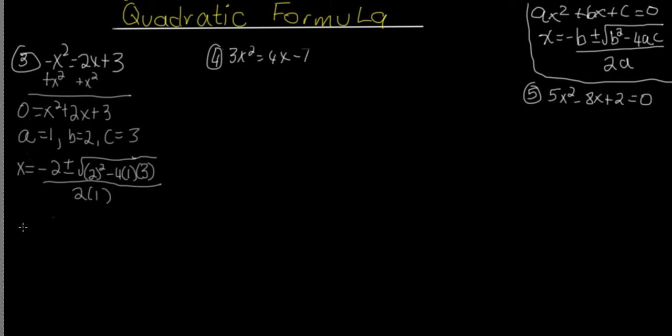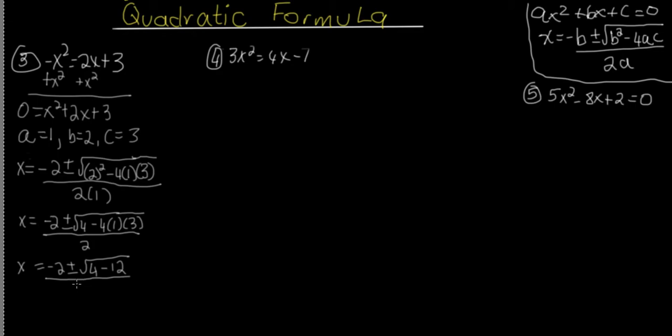Again, I don't have a double negative there, so I'm just going to go ahead and simplify the parentheses in the denominator. So I have -2 plus or minus, do your exponents first. 2 times 2 is 4, minus 4 times 1 times 3. And this is all going to be over 2 times 1, which is 2. Next, I'm going to continue simplifying. So I have x equals -2 plus or minus, so I have 4. -4 times 1 is -4. -4 times 3 is -12. This is all over 2.